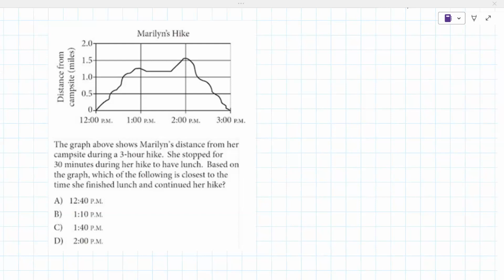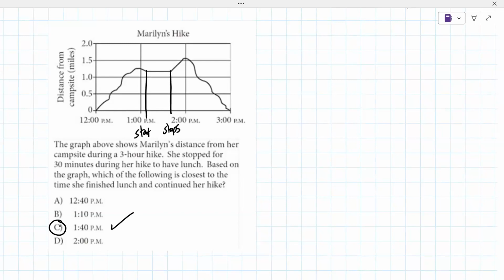140. How confident are you in your answer? 90% sure. All right, you are correct and very quick, under 30 seconds to do that one. So it looks like she starts her lunch there and stops her lunch there.